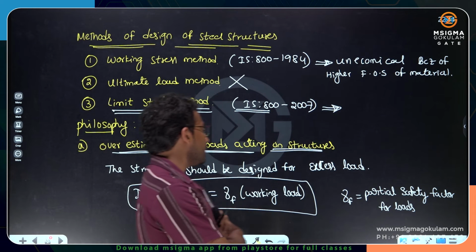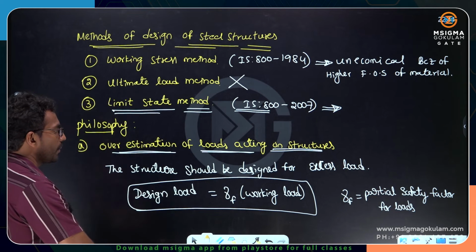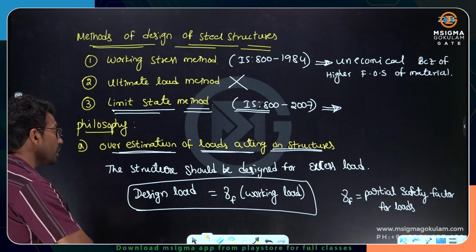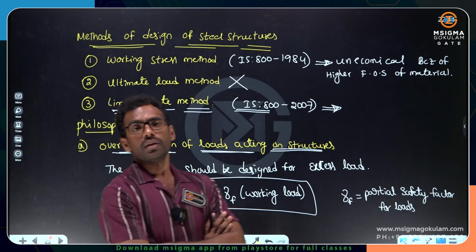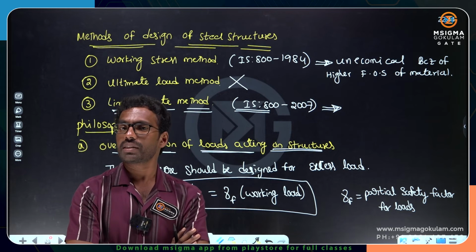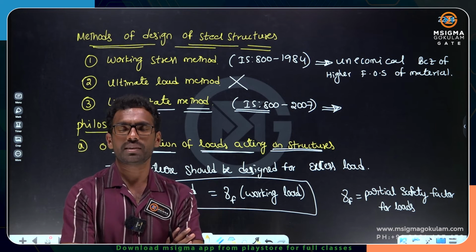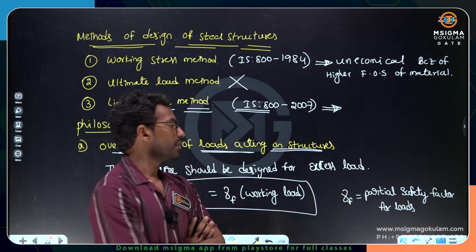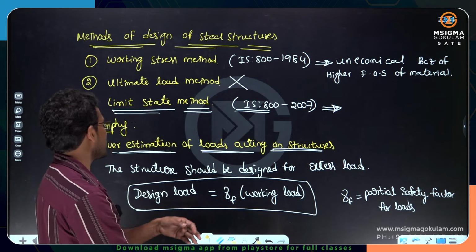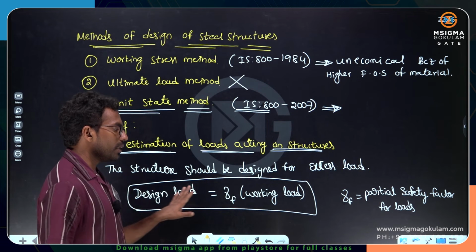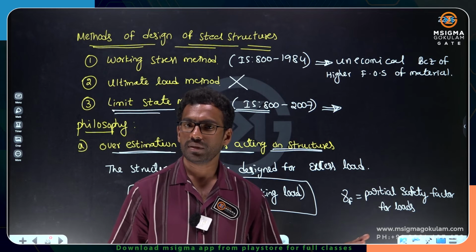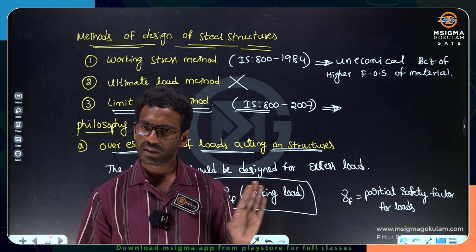Now, my dear friends, please understand that depending upon the load combinations, this gamma F value is going to vary. And in the generalized case, gamma F is taken as 1.5. If nothing is given, you just multiply the working load by 1.5 and you get the design load. All these things will be discussed in the case of reinforced cement concrete. The same thing will be followed here.